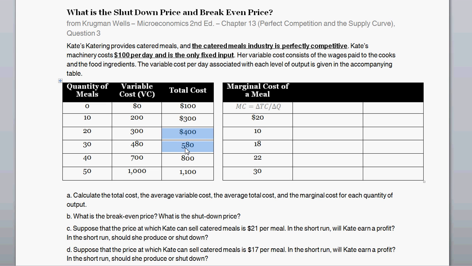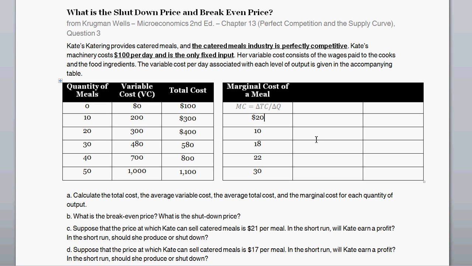Going from 400 to 580, the change in total cost is 180. It's just 580 minus 400. And then the change in meals going from 10 to 30 is 10. So the marginal cost is the 180 divided by 10, or 18. And then you just follow that pattern to calculate the rest of the marginal cost. And then once again, remember that this marginal cost is going from this level of production to this level of production. Right, so this 20 marginal cost kind of fits in between the rows.